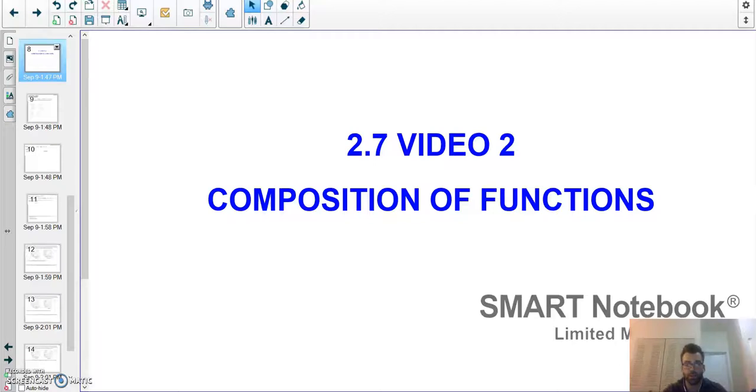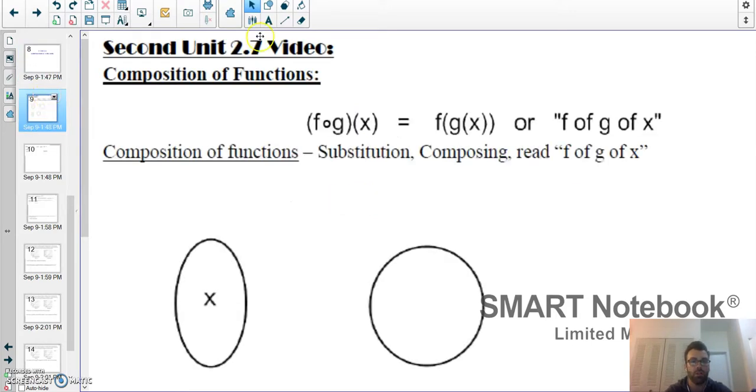All right, so our second part of 2.7, our second video, we're talking about composition of functions. Now, you've seen composition of functions before. Today we're talking about composition. So our notation, f circle. Remember in the last video I told you that if it's closed, it means multiplication. Well, if the circle is open, it means something different. That's what we're getting into today.